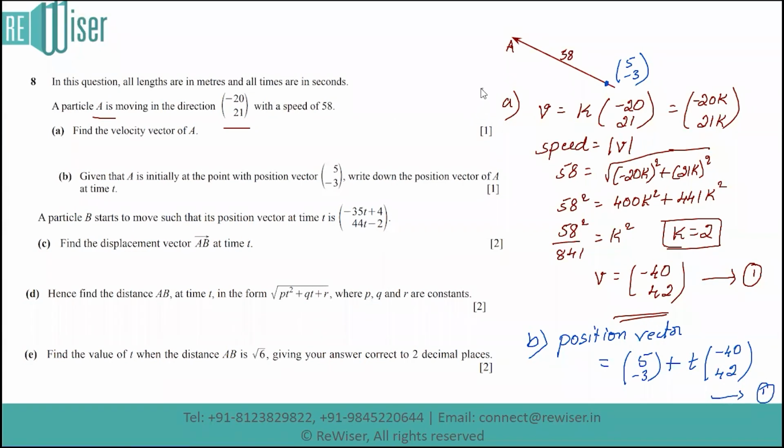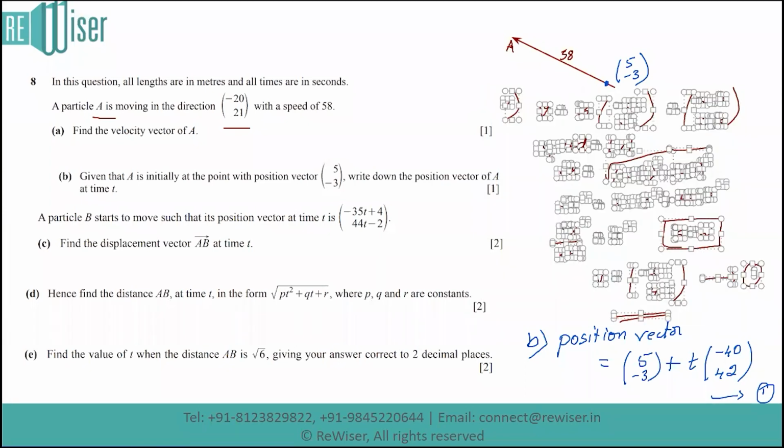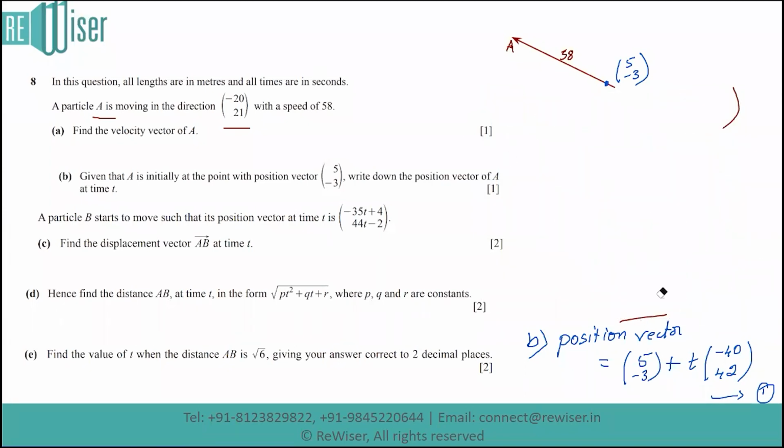Next, part C. Part C talks about a particle B that starts to move in a different direction. Let's not worry about the exact thing, it would be something like this. This is B. B moves in this direction and the position of B is given. We need to find the displacement vector AB.